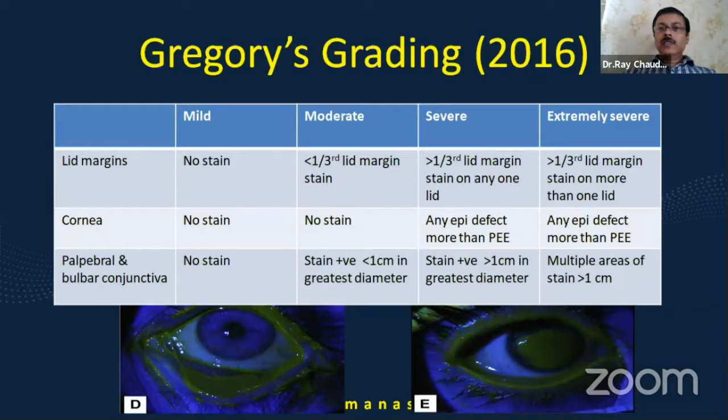And these gradations are more than 1/3 of the lid margin taking stain or any epithelial defect on the cornea, and a stain positive greater than 1 centimeter in the palpebral or bulbar conjunctiva.